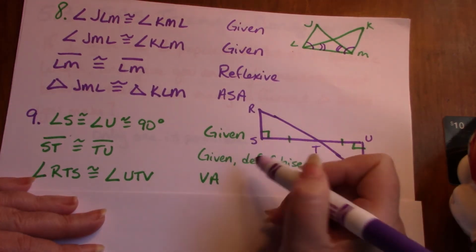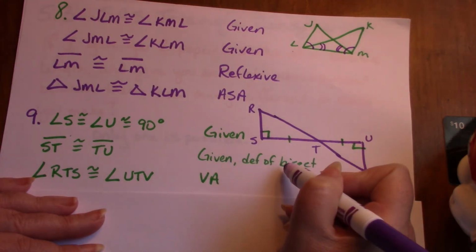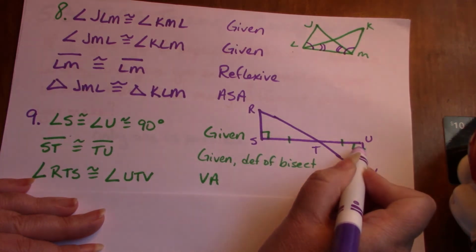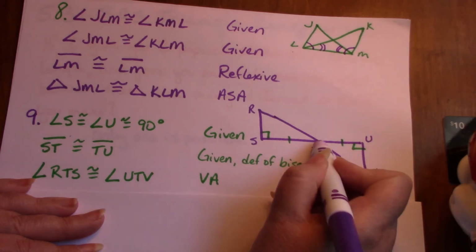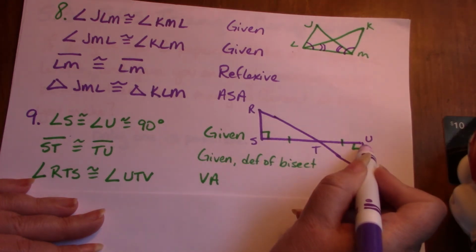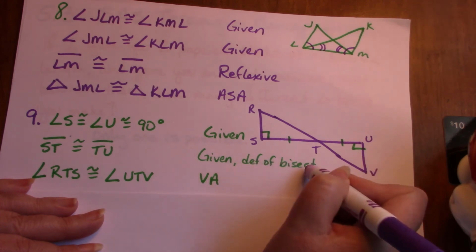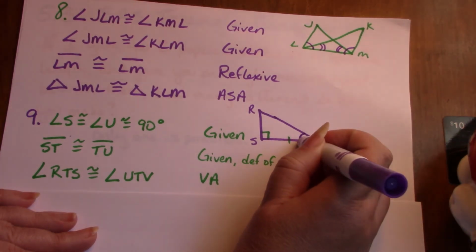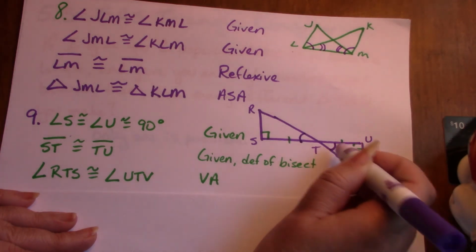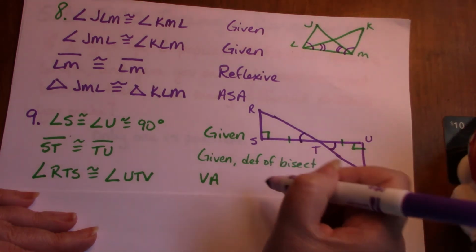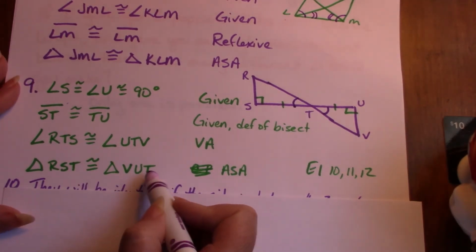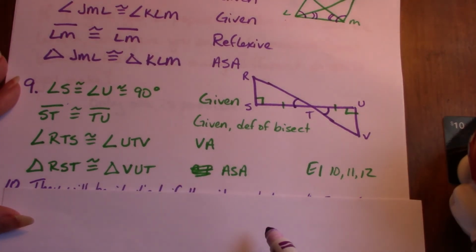With number 9, we are given that angle S equals angle U, and they're both 90 degrees. We are given that line ST and line TU are equal because that's the definition of the bisector. And we know that this angle and this angle are equal because of vertical angles. Therefore, these two triangles are congruent because of ASA.